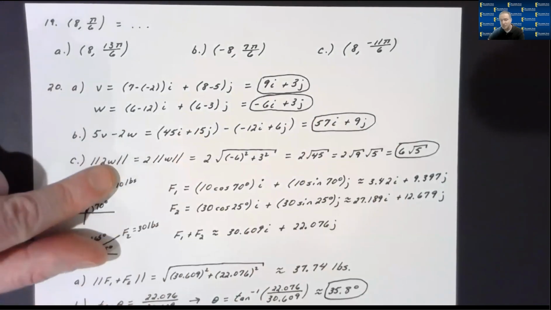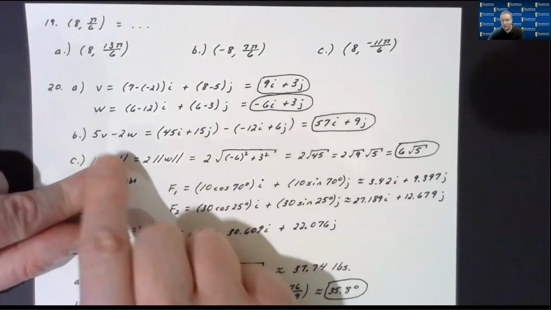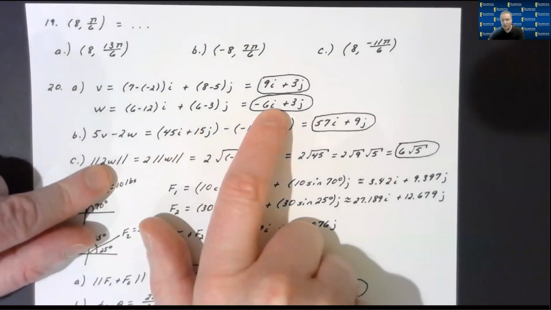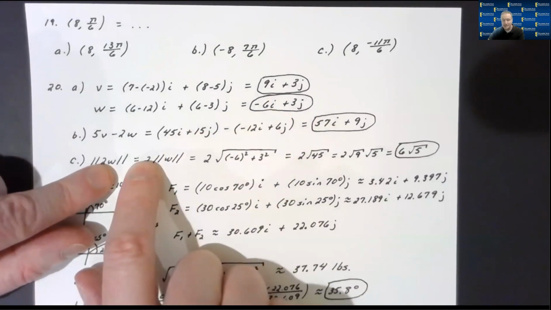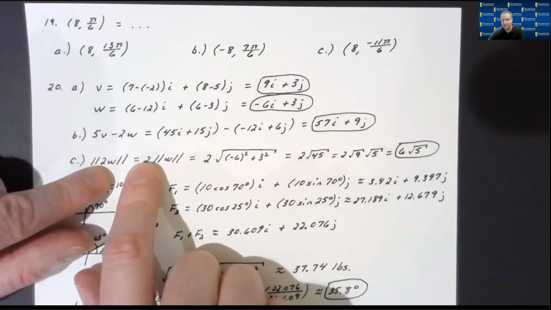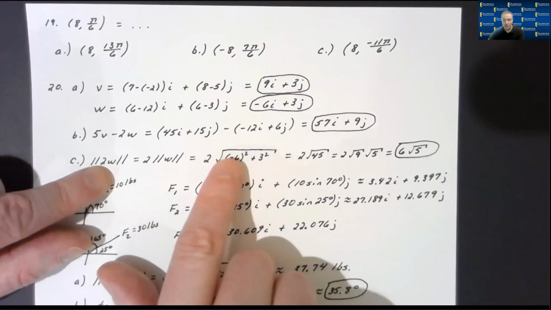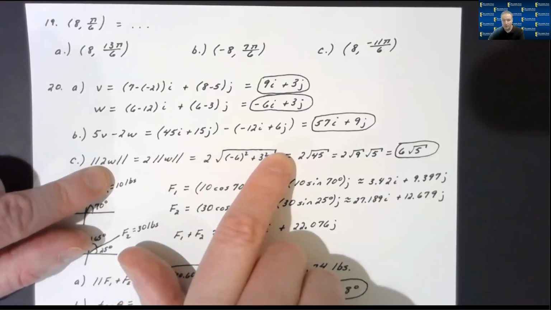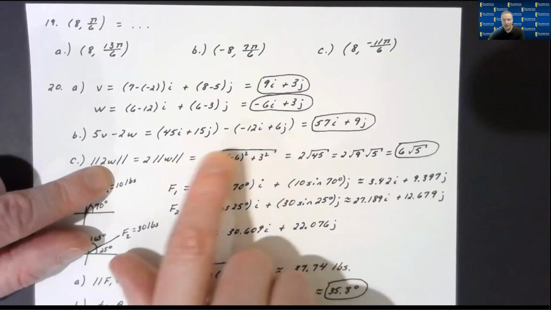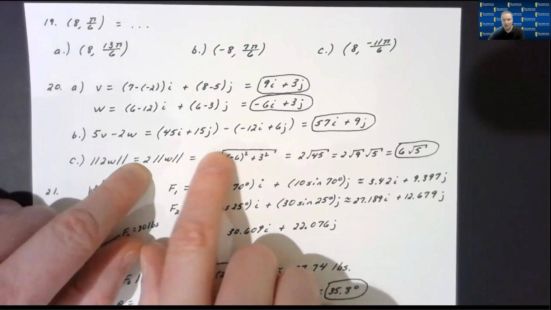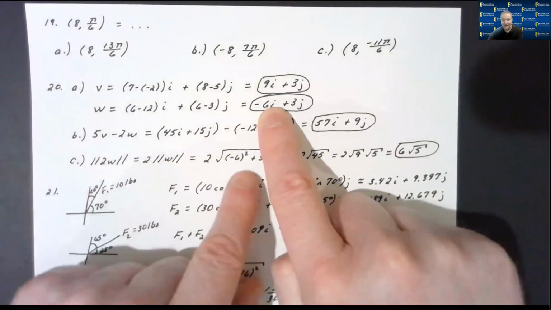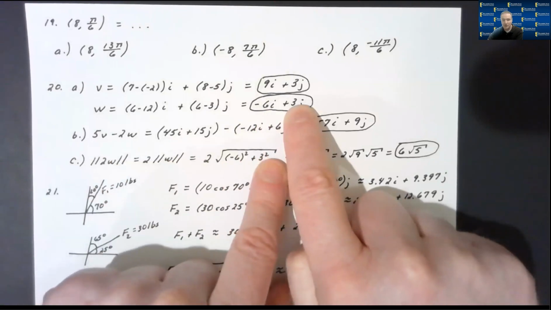Now, the magnitude of 2w, you could have gone ahead and multiplied w out by 2 and then taken the magnitude. I'm using an identity that says the magnitude of 2w is the same thing as 2 times the magnitude of w. Now, what is the magnitude of w? It's just the square root of its horizontal component squared plus its vertical component squared. So you'd say it's 2 times the square root of negative 6 squared plus 3 squared.